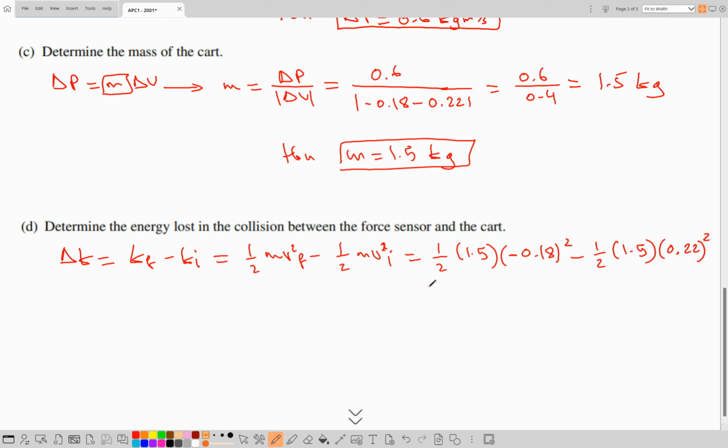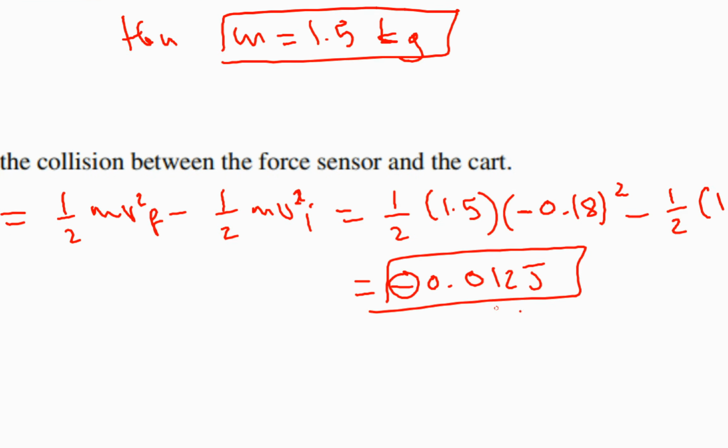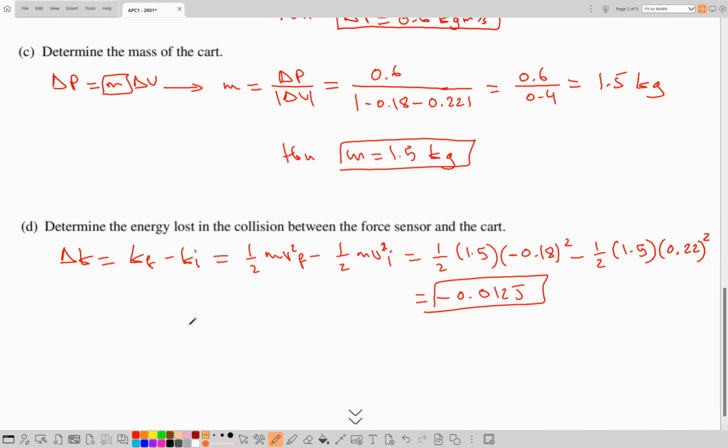Plugging that expression on the calculator, we're going to have a negative value. You can either represent your answer as negative or positive, that's fine. But if we're talking about the energy loss, we should give the value of this energy. The minus sign itself indicates that we have lost energy, and the value of this energy loss is 0.012 joules. Then the energy loss is 0.012 joules.